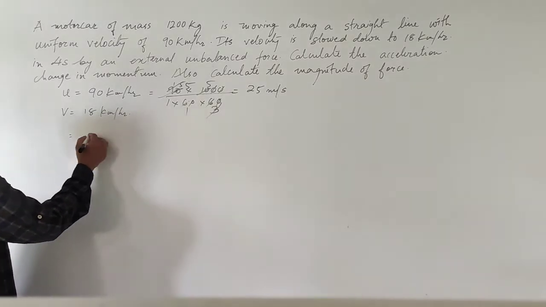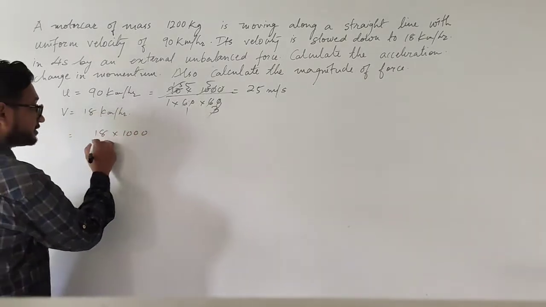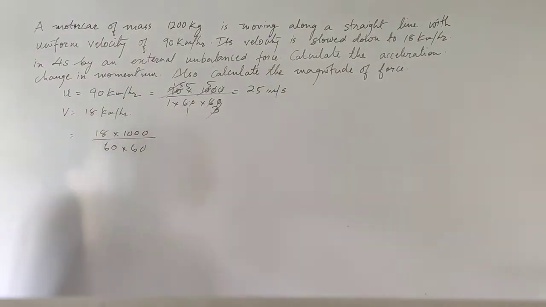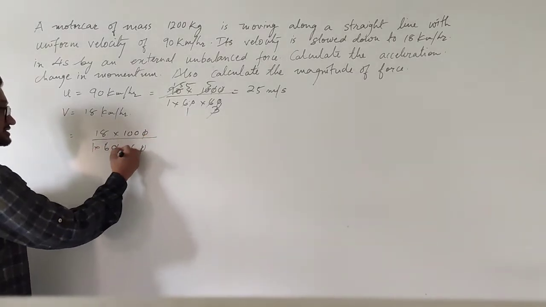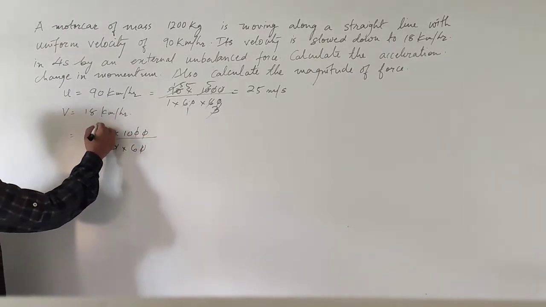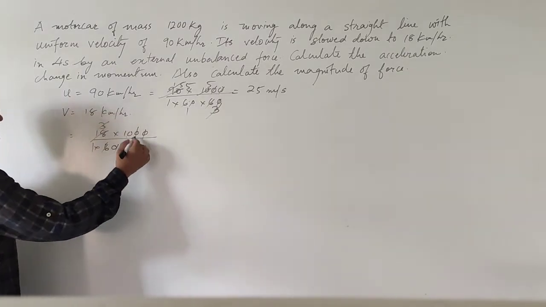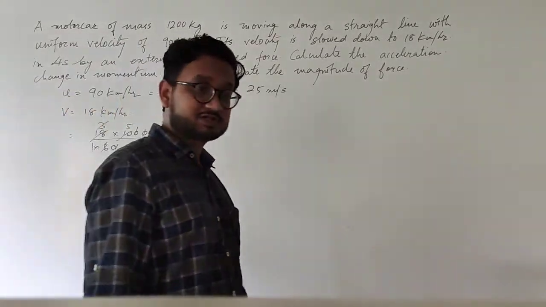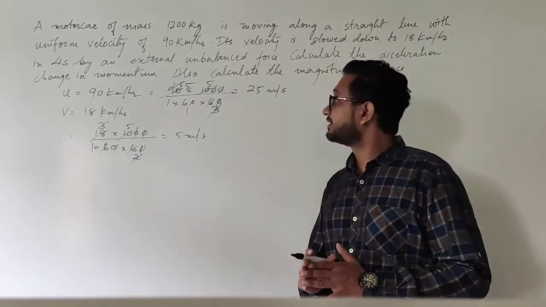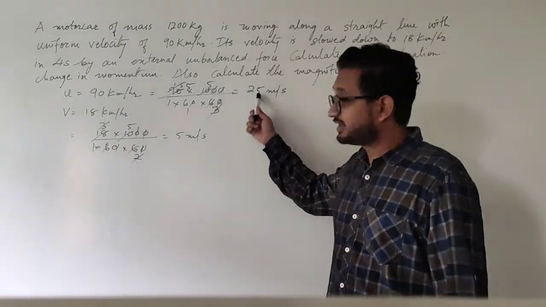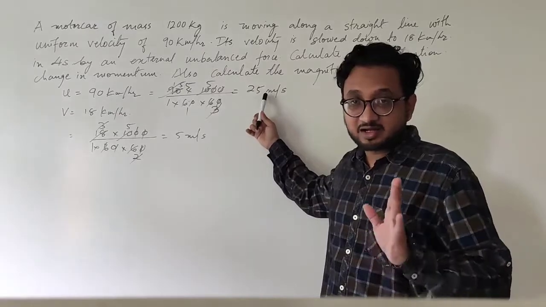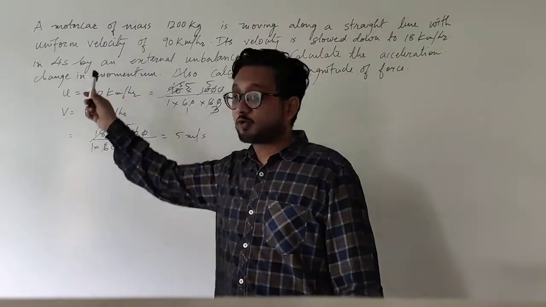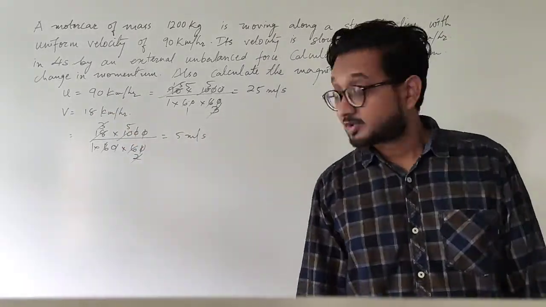Similarly, for this one, we have 18 into 1000 upon 60 into 60. Okay, same thing. Zeros and zeros cancel. 6 3s 18, 3 2s 6. So the answer is 5 meters per second. So you have converted kilometers per hour into meters per second. So if you look at that way, the vehicle was moving with 25 meters per second, and by an external unbalanced force, its velocity decreased to 5 meters per second in 4 seconds. Okay? Now you can proceed.